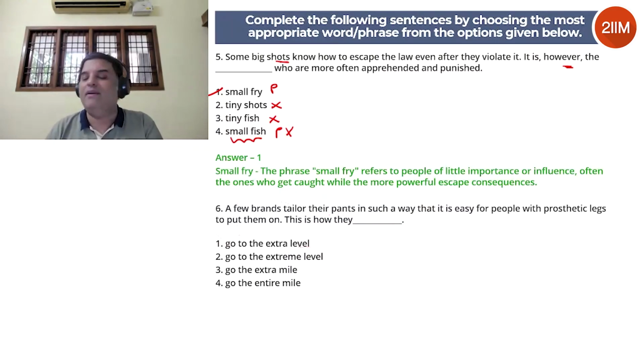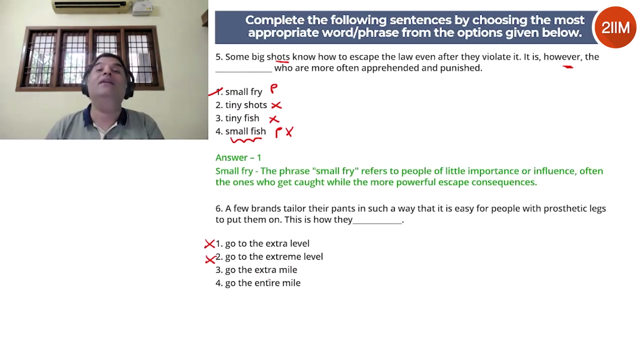Go to the extra level. Go to the extra level is not an idiomatic phrase. It's not a valid phrase or idiom in English, so we can eliminate it. Go to the extra level is wrong. We don't say that. Go to the extreme level doesn't sound right. It's also not a valid phrase. And also, go to the extreme level has a slight negative connotation. We're looking for a positive word. So we can eliminate it.